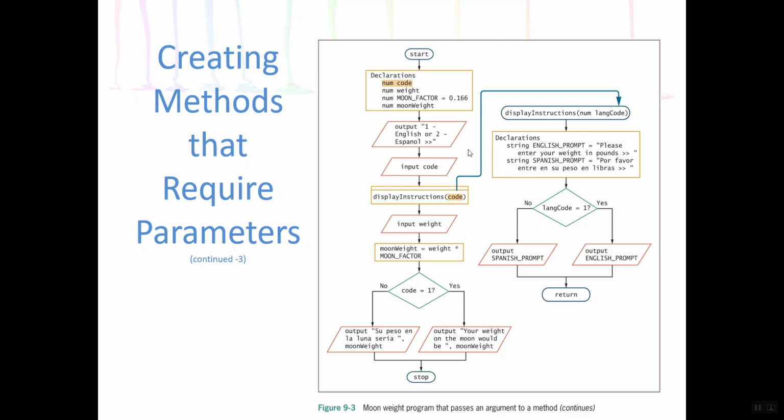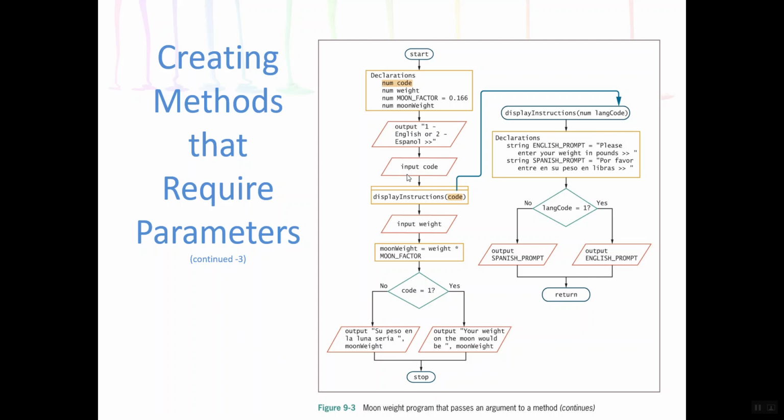But notice that in main, we've moved some of the steps from display instructions to main. We're going to use main to ask the user, what language do you speak? 1 for English or 2 for Espanol, and we read that in. We did that so we could have the code available to us later in main, such as down here, when we wanted to output the answer, your weight on the moon would be, or the equivalent Spanish output.